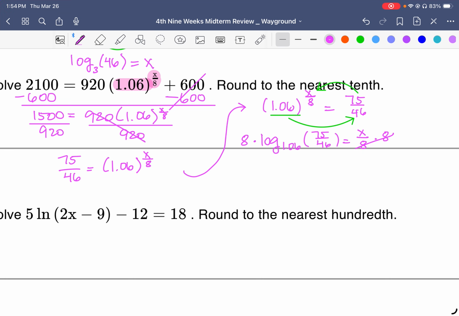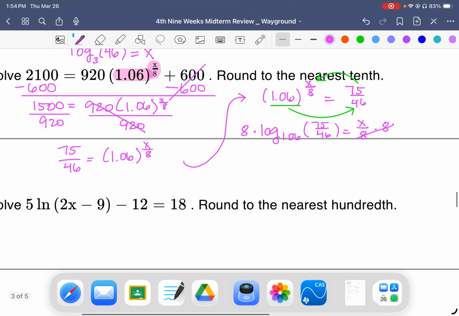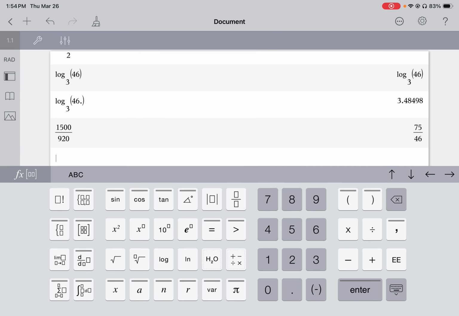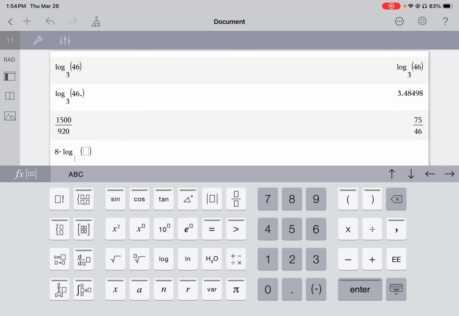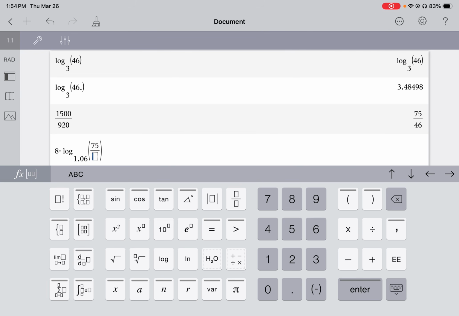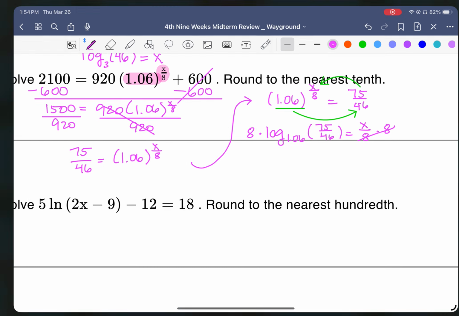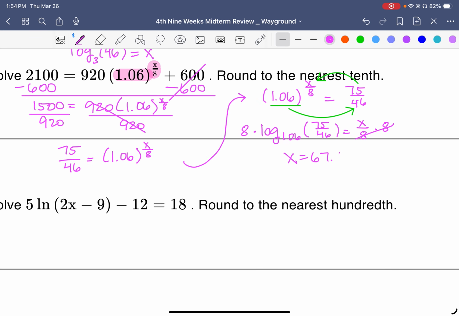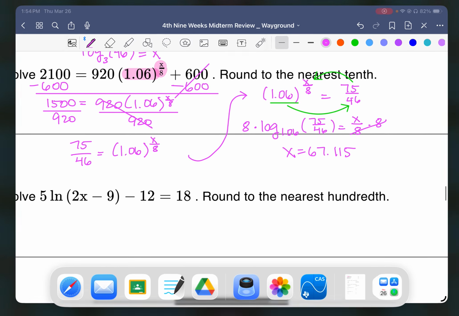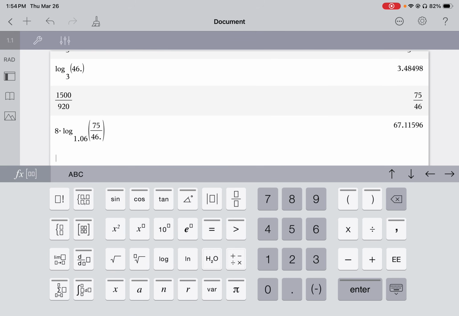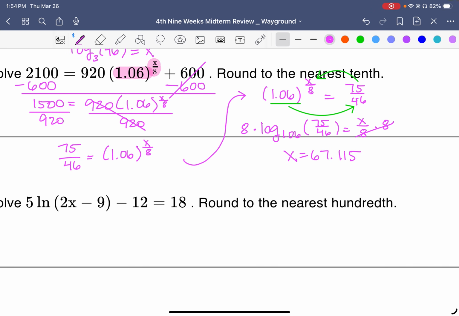Okay? So this is what I'm going to plug into the calculator. We have 8 times the log with base 1.06 of 75 divided by 46, period. And we get 67.115. And it said round to the nearest tenth, which would just be 67.1.